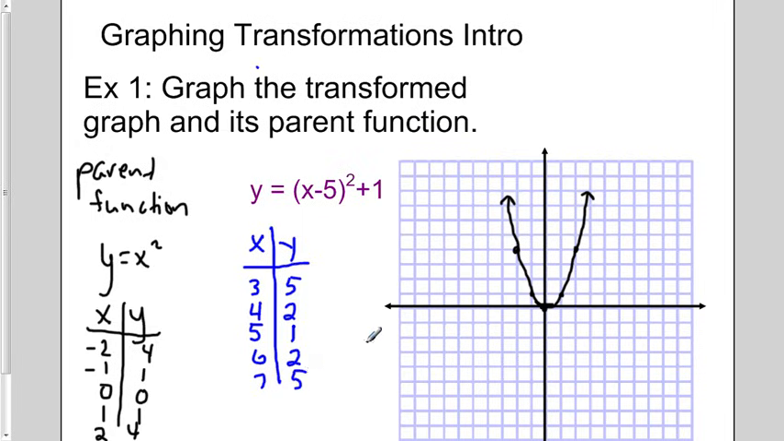So it's nice and symmetric, just like the other one. So we go over 3, up 5. 1, 2, 3, 4, 5. 4, 2. 5, 1. 6, 2. And 7, 5. So it looks something like this.